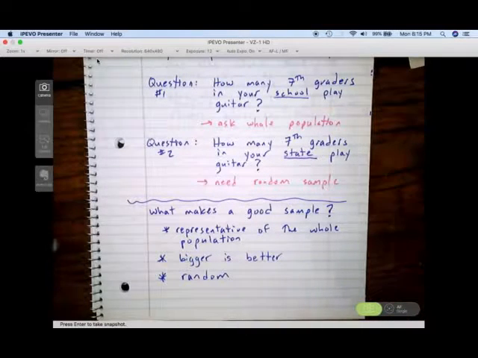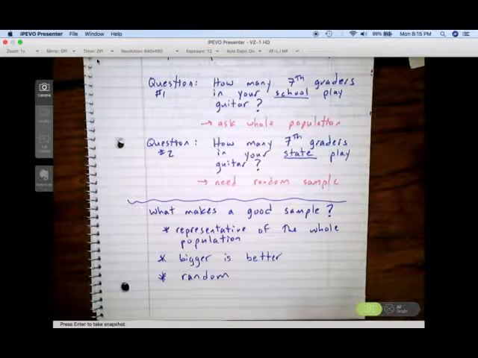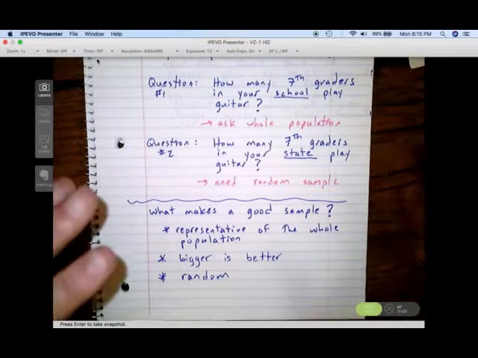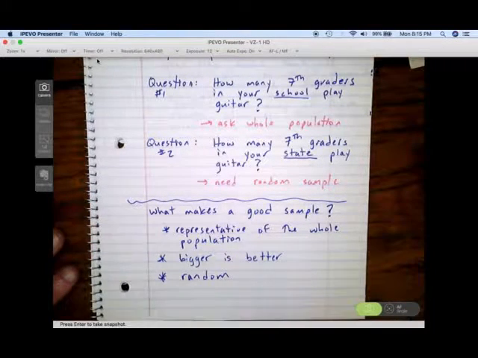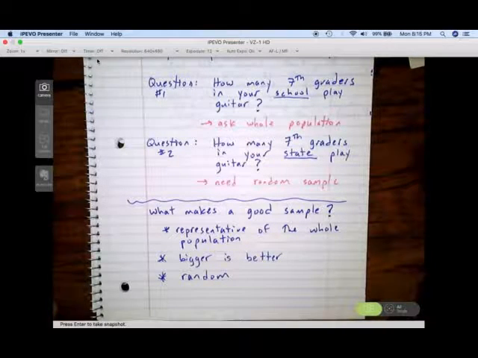So we're just randomly picking people. We're not asking our friends. We're not going to a particular group. We're trying to get students from all over the school in a random way.